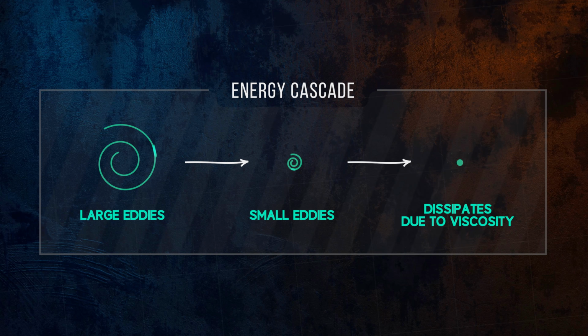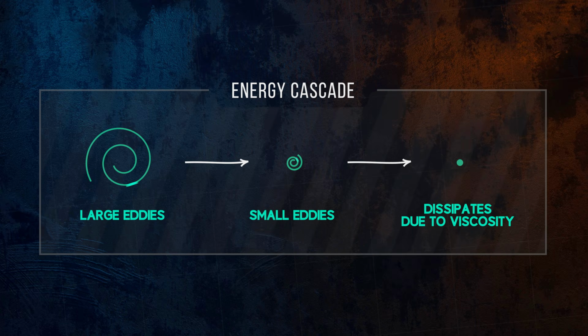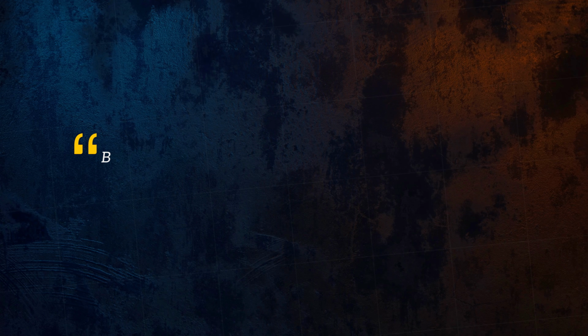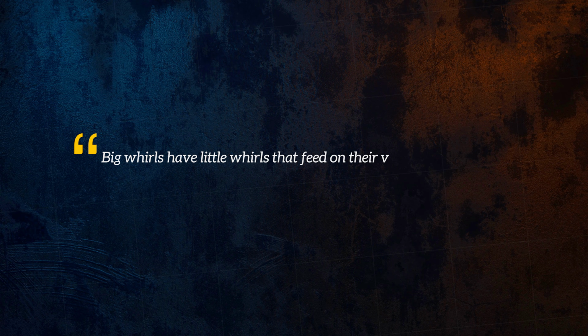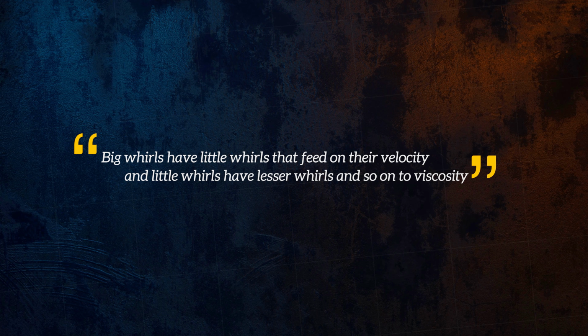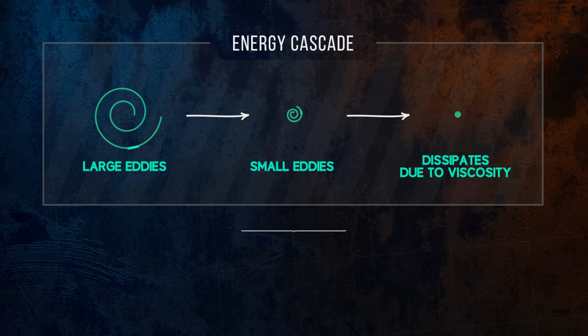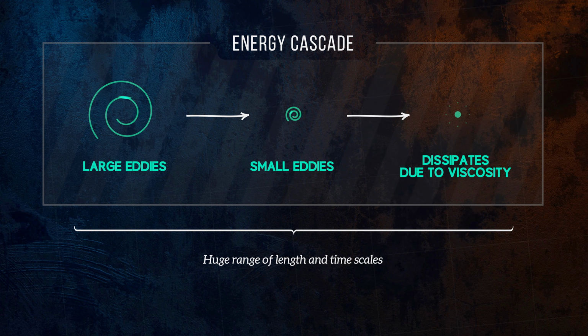The energy cascade was summarized in a very elegant way by the physicist Lewis Fry Richardson, who wrote that big whirls have little whirls that feed on their velocity, and little whirls have lesser whirls, and so on to viscosity. Because of this behavior, turbulence involves a huge range of length and time scales. This makes analysis of turbulent flow very complex, to the point that it is probably the most significant challenge facing the field of fluid mechanics.